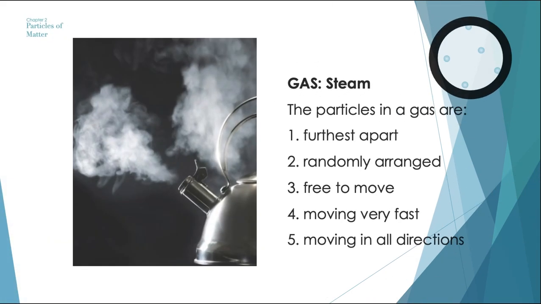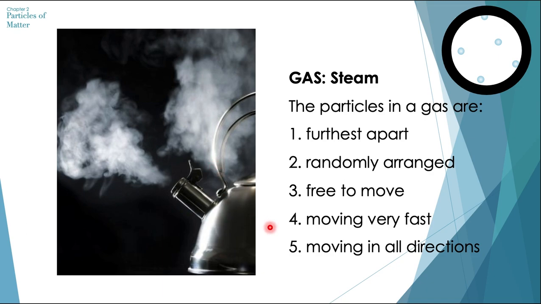Then we have gas. Steam as an example. The particles in a gas are furthest apart. They are randomly arranged, they are free to move, they are moving very fast, and they move in all directions. They have a lot of space, that's the reason why. So, this was it for today's chapter.